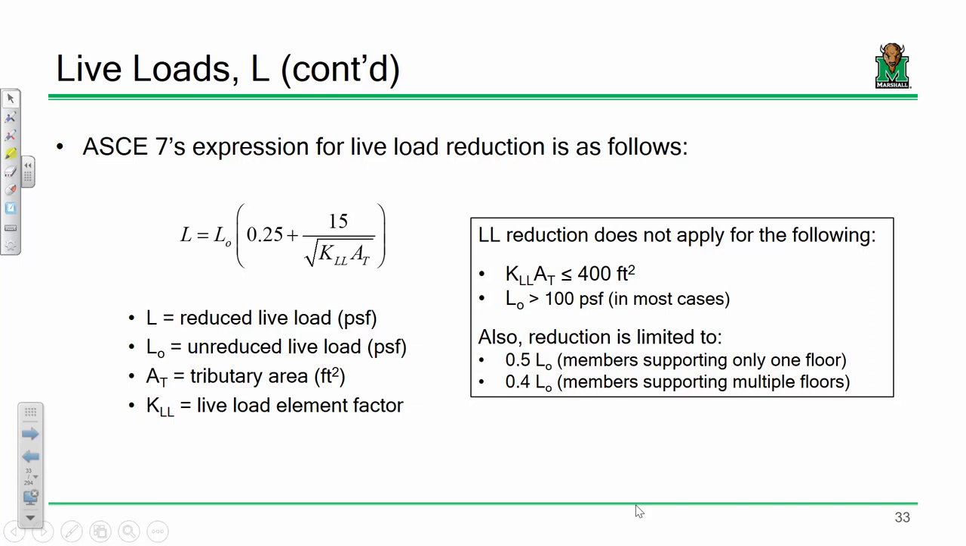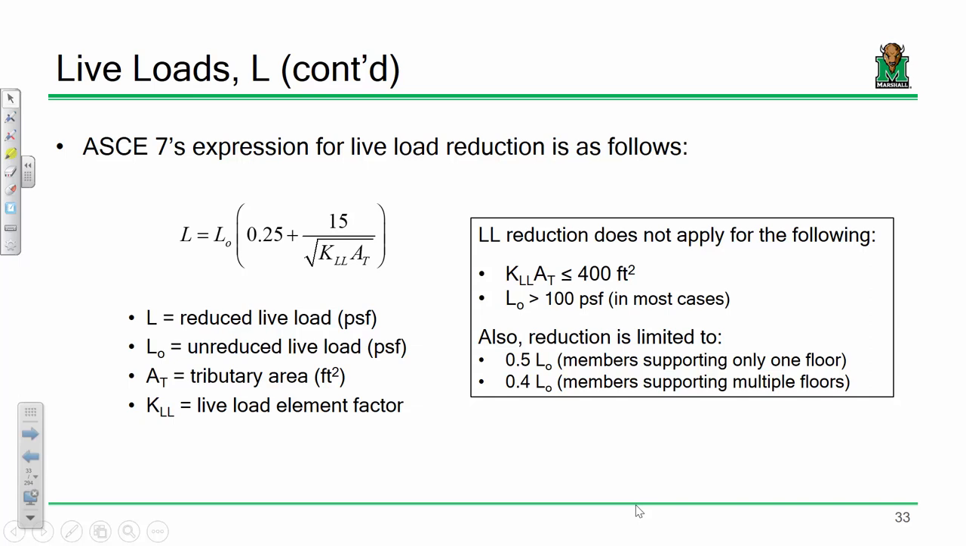A column, right? So with beams, your reduction is limited to 50%. In other words, if you start with 80 and end with 30, you can't do that. So you would have to cap that off at 40. You couldn't go any lower than 50%. For members supporting multiple floors, like a column, you're only limited to 40% reduction. Does that make sense? Everybody okay with that? So that's just something to be aware of.